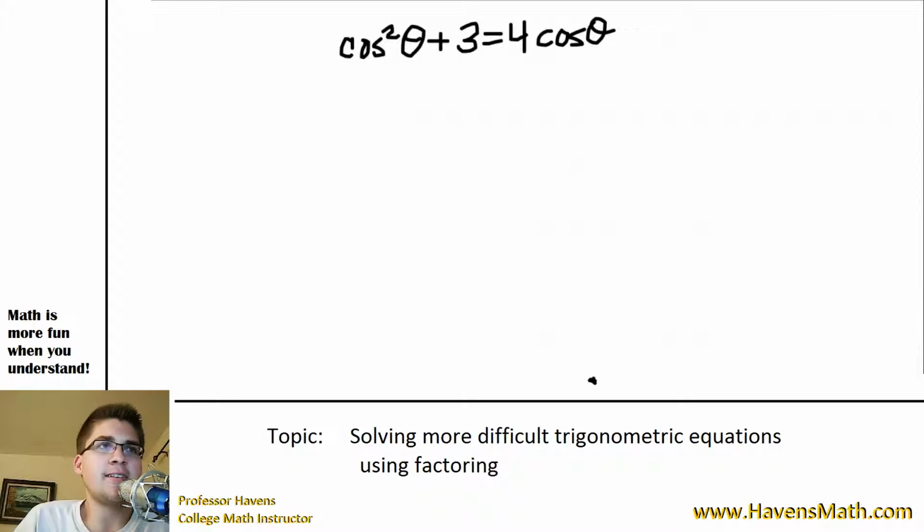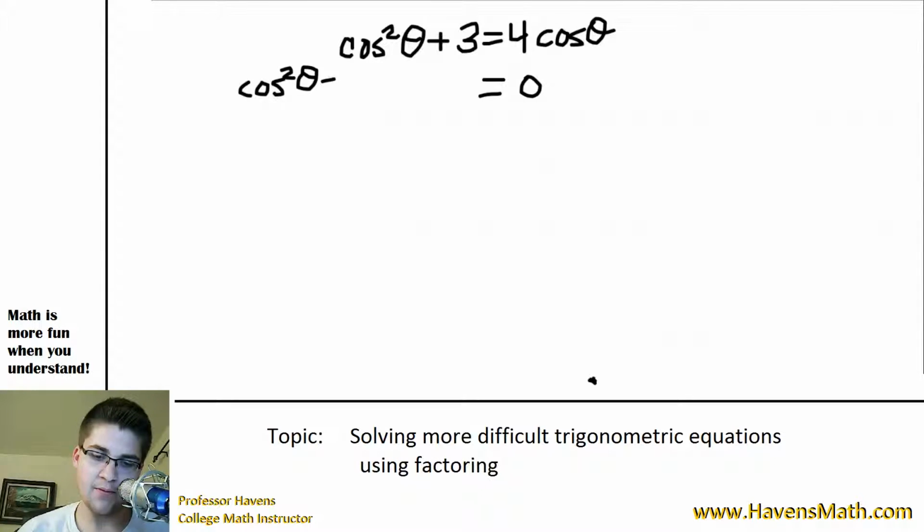And that's the key to being able to solve this type of equation, is treating it like that quadratic. How we solve a quadratic equation is by setting it equal to 0 and factoring, or the quadratic formula, but let's use factoring for these. It'd be easy to set the right side equal to 0. We could just subtract that 4 cosine theta to the left-hand side, and that would give us cosine squared theta minus 4 cosine theta plus 3 is equal to 0.